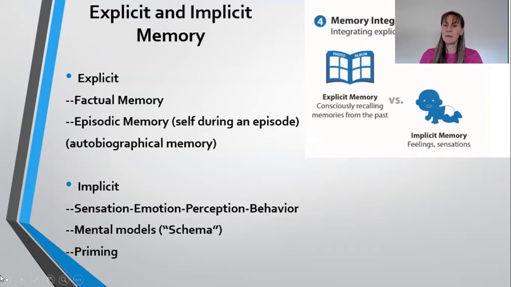And implicit memory is where really intense emotions go, and it gets stuck in these mental models or schema. There's priming associated with it. Whenever you hear doors slam, that could be a priming. You get a sensation, emotion, perception, behavior. It's kind of like this little pod of sensation or feeling, and it's not really an explicit memory thought. You can't just describe it with words usually. Usually you just feel it as sensations in the body.